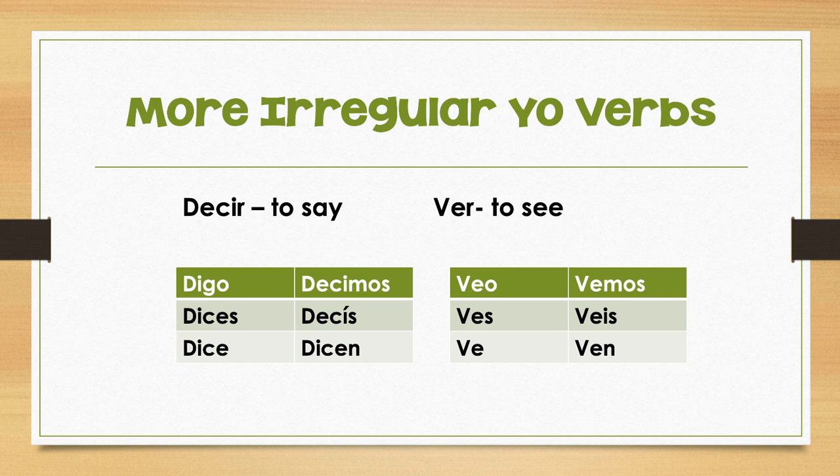And then we have ver. Ver is irregular in the yo form. Veo. The rest of it's normal. Ves, ve, vemos, veis, and ven. It is missing the accent on the vosotros form. A lot of the shorter verbs have lost the vosotros accent over the years because if it's only one syllable, you don't need the accent there to know how to pronounce it.